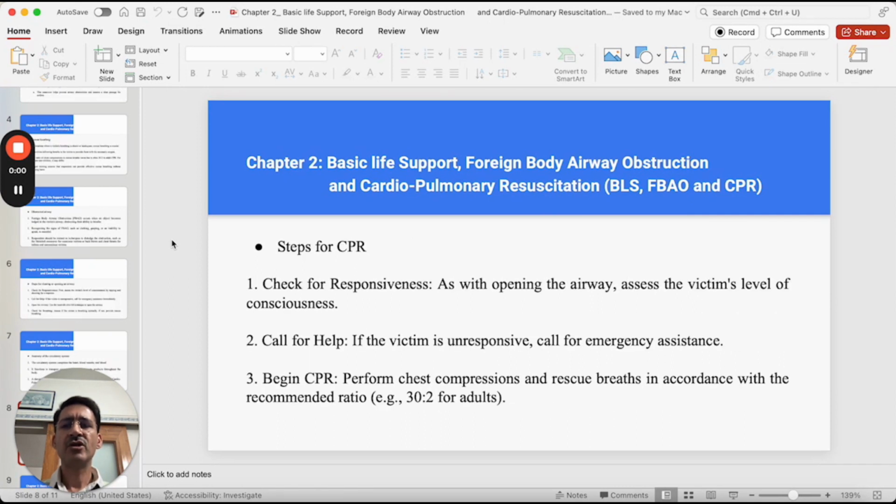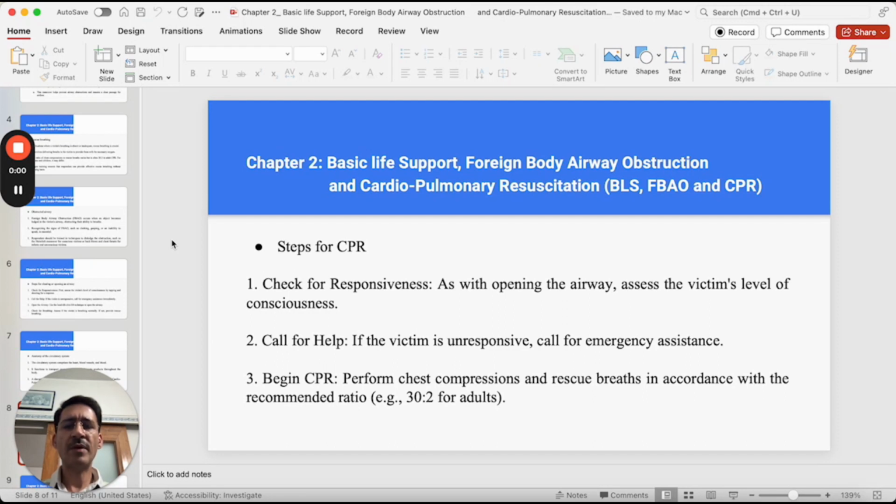Steps for CPR. Check for responsiveness. As with opening the airway, assess the victim's level of consciousness. Call for help. If the victim is unresponsive, call for emergency assistance. Begin the CPR.